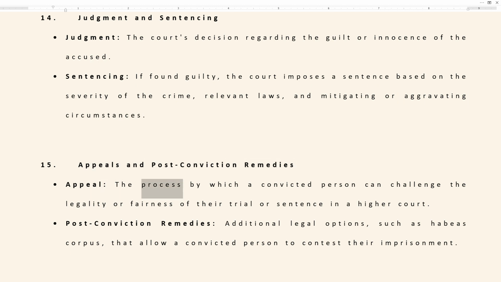Appeals and post-conviction remedies. Appeal, the process by which a convicted person can challenge the legality or fairness of their trial or sentence in a higher court. Post-conviction remedies, additional legal options, such as habeas corpus, that allow a convicted person to contest their imprisonment.